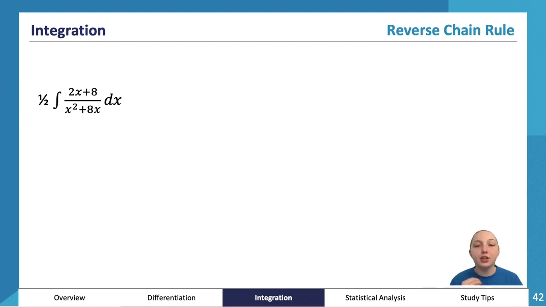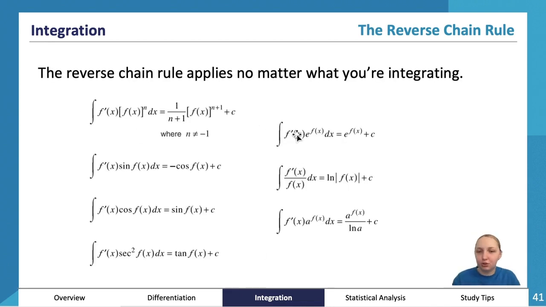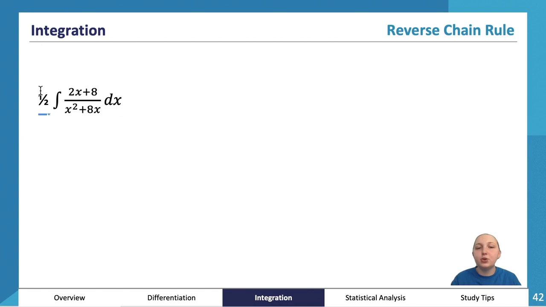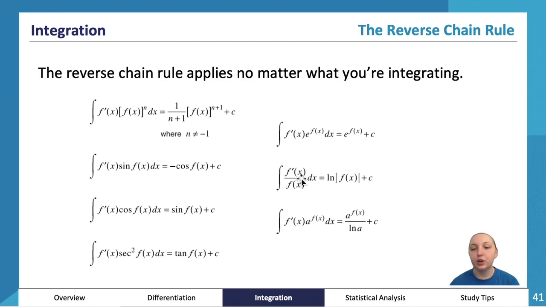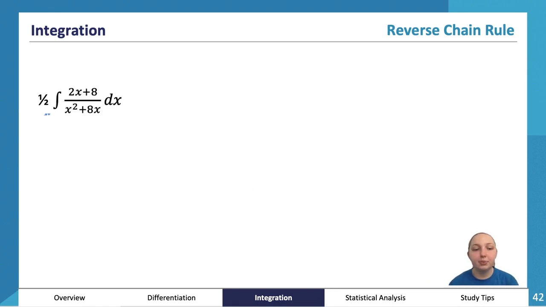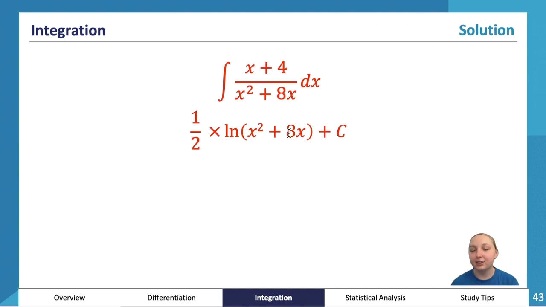Whenever you're doing integration, if you need to change things around to make them fit, all you need to do is, on the outside of your integral, account for what you have changed. If you've multiplied the numerator by 2, multiply by a half. If you have to divide something by 3, then on the outside you're going to be multiplying by 3. From here, we have exactly what we need, so we end up with a half times ln of our denominator plus c.